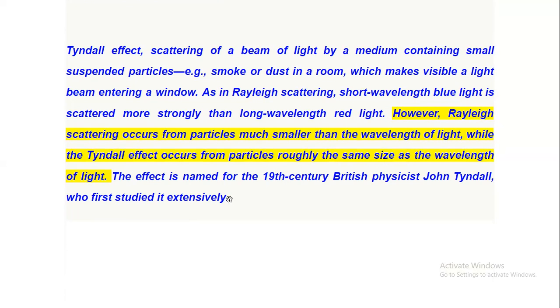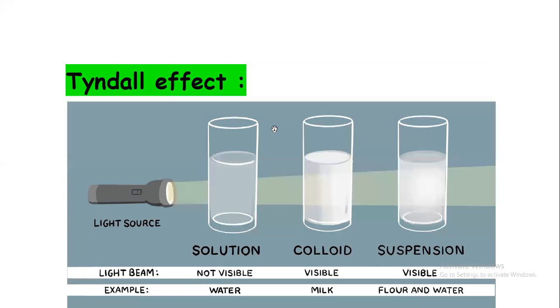The effect is named for the 19th century British physicist John Tyndall, who first studied it extensively. So that's why this effect is known as the Tyndall effect, because it was first studied by John Tyndall. Who is John Tyndall? A British physicist of the 19th century. So this is all about the Tyndall effect, a very important topic from your science and technology syllabus.